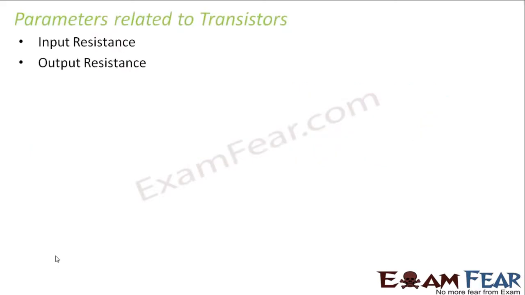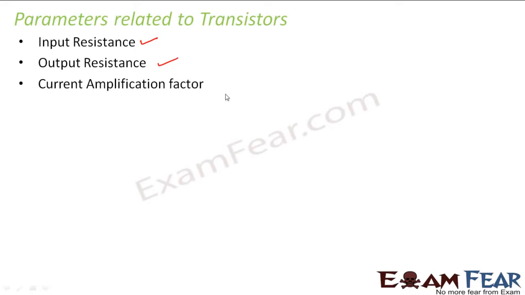Now we will talk about some of the parameters related to a transistor. When we talk about the transistor as a circuit, it can basically be divided into two circuits, the input circuit and the output circuit. If I am talking about the common emitter configuration, the input circuit is the base emitter circuit and the output circuit is the emitter collector circuit. So here we will talk about the input resistance of the transistor, the output resistance of the transistor and the current amplification factor. These are some of the parameters related to a transistor.